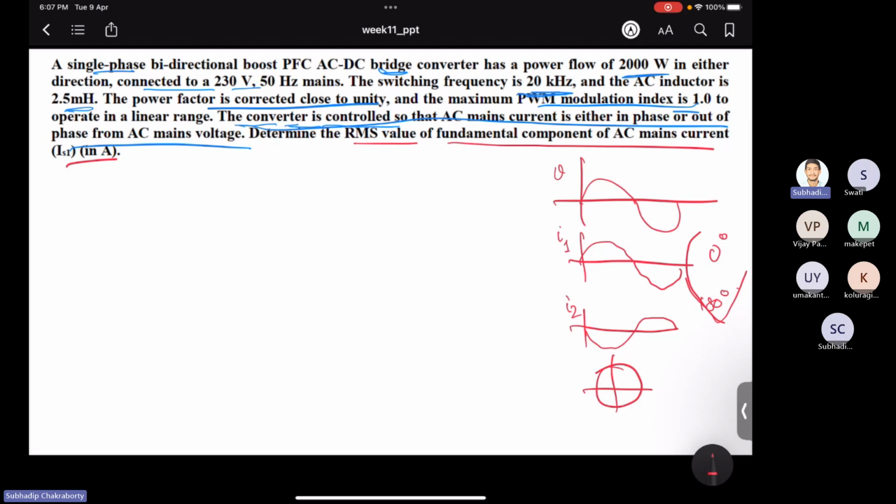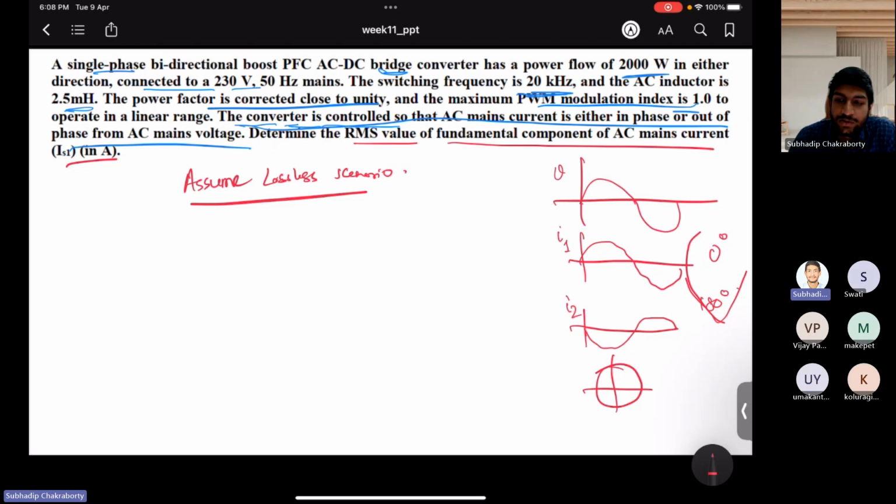I want the RMS value of the current. Is it that difficult? Assume a lossless scenario, because whenever these problems are given to you, you don't have to assume the effect of parasitics. So you can assume the power thrown by the supply towards the load is actually the power absorbed in the load. So P in equals P out, or I can say PAC equals PDC.